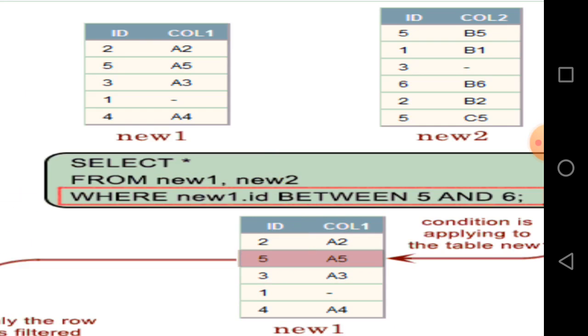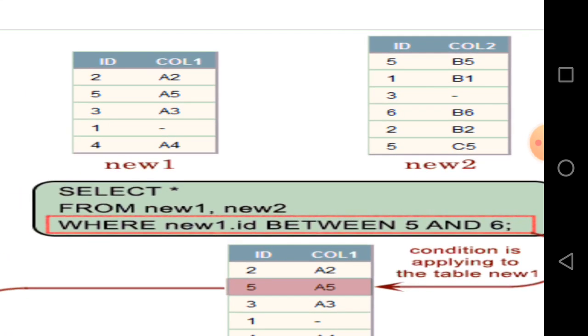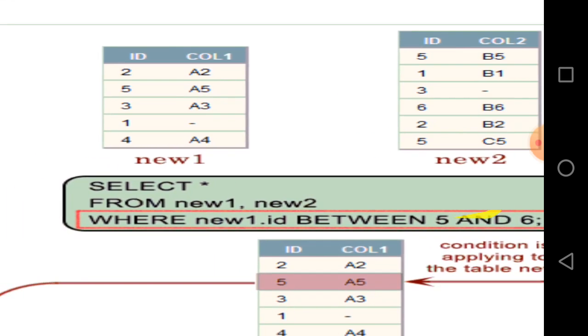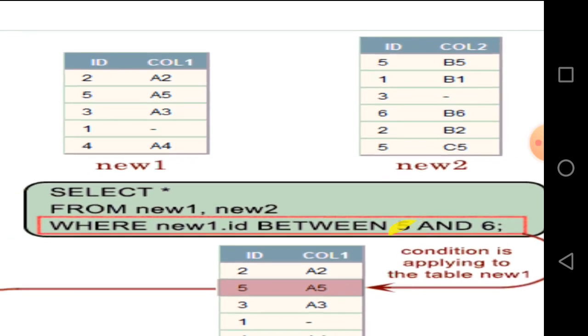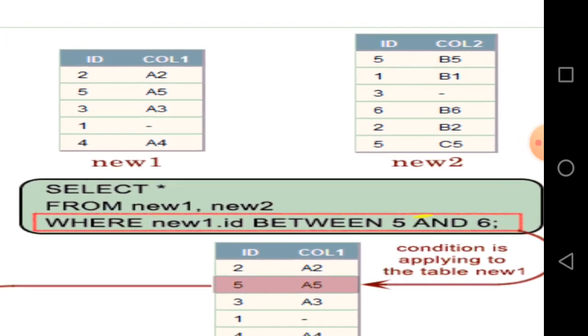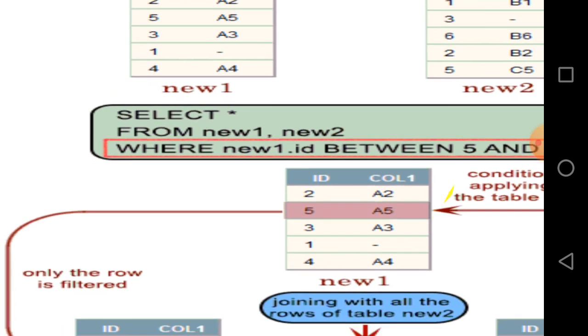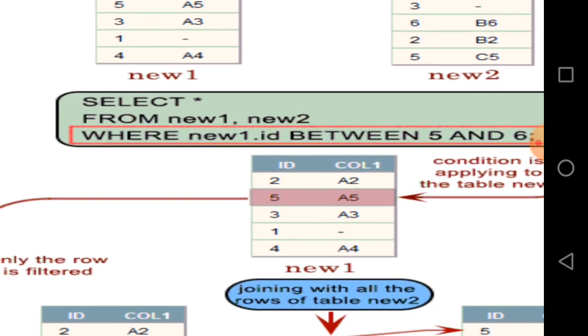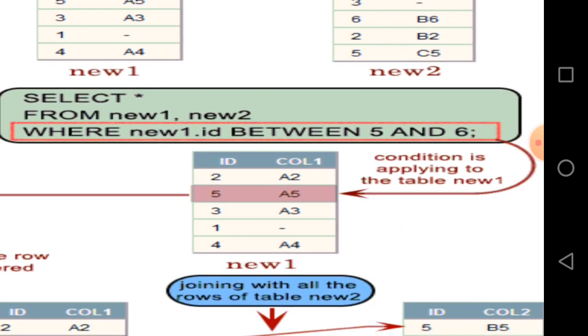So this is table 1, and table 1 contains id and column name as two attributes, and table 2 contains id and column name 2 as two attributes. Table 1's name is new 1, and table 2's name is new 2. So when we write select asterisk from new 1 comma new 2, the condition is new 1 dot id between 5 and 6.